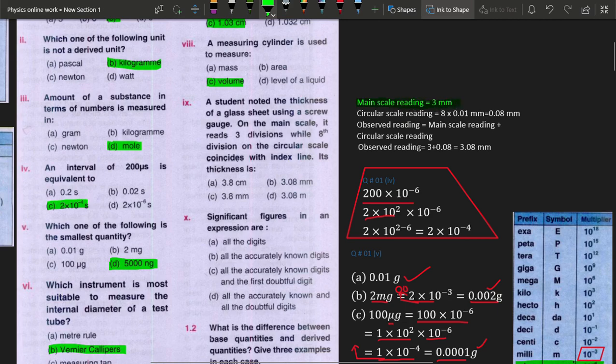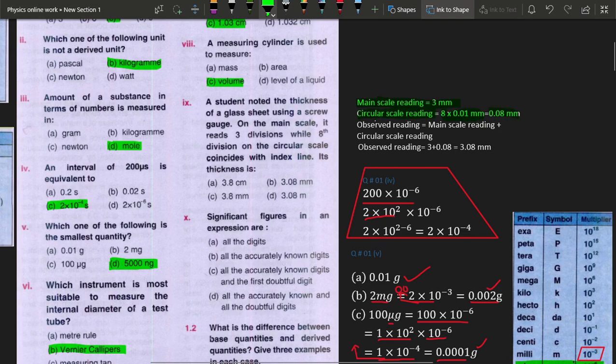While the 8th division of the circular scale coincides with the index line. Now we can use this information to find the circular scale reading. How? The 8th division is coinciding with the main scale, so we multiply this 8th division with the least count of the screw gauge, and the least count of the screw gauge is 0.01 millimeter. When 8 is multiplied with 0.01 millimeter, it will be 0.08 millimeter.